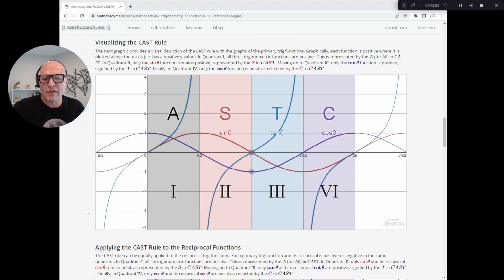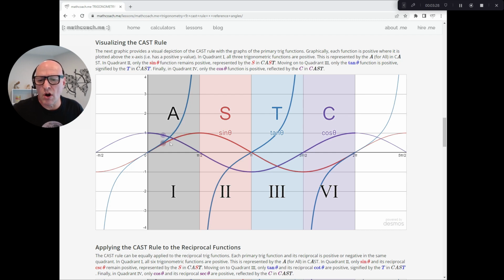This animated graphic provides another visual representation of the cast rule, and we can see our quadrants 1, 2, 3, and 4, going from 0 to 90, 90 to 180, 180 to 270, and then 270 to 360. We can see the sine function in red, and it's positive in quadrants 1 and 2, and then it goes negative in 3 and 4. Our cosine is in purple, and our tangent function is in blue here.